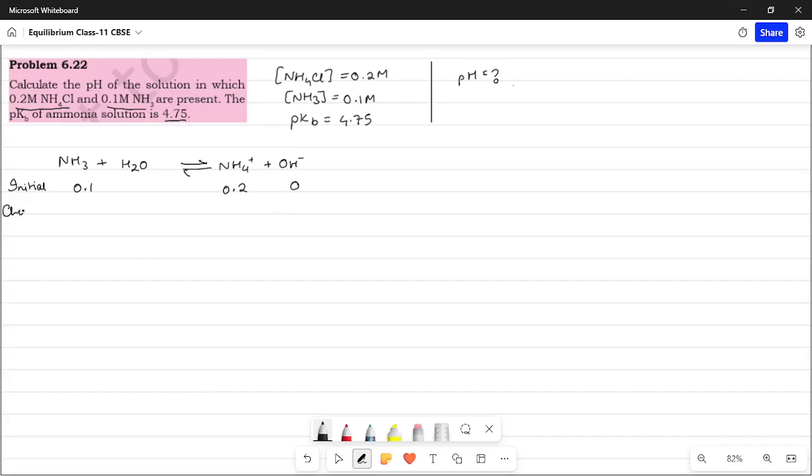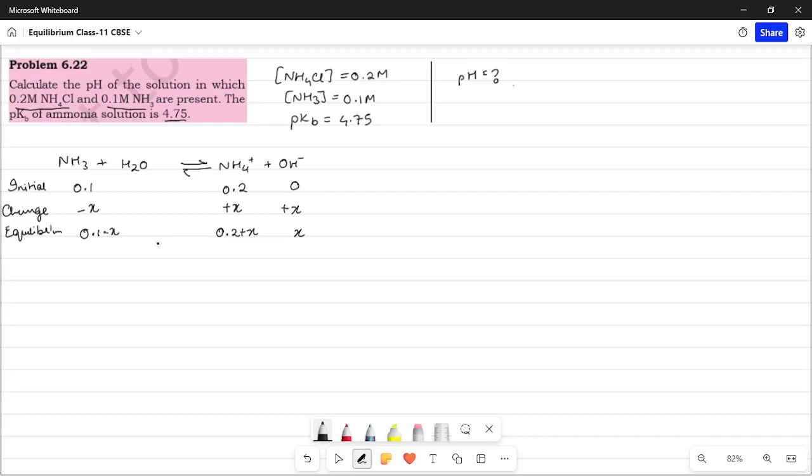And the change in concentration is going to be minus X for NH3. For NH4 plus it will be plus X, and OH minus also will be plus X. Right, it's the exact same thing as what we do for acids. So at equilibrium, the equilibrium concentration is 0.1 minus X for NH3, 0.2 plus X for NH4 plus, and then for the OH minus, it's X. Okay, so this is the concentration of all of these at equilibrium.